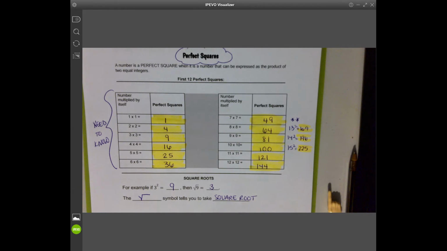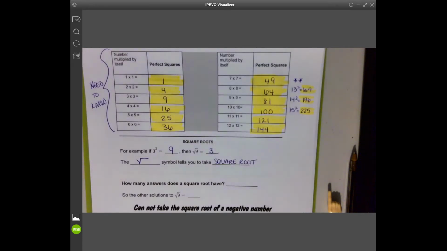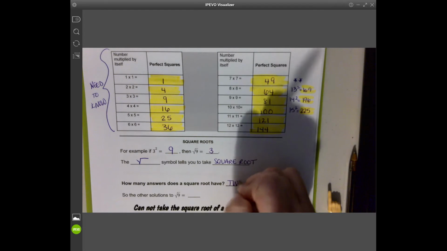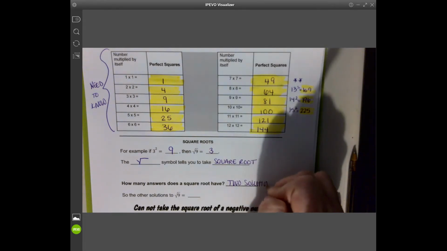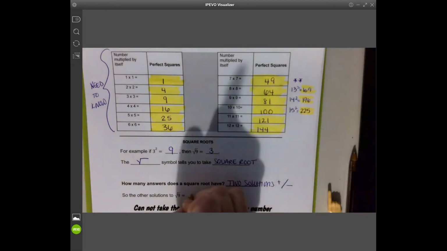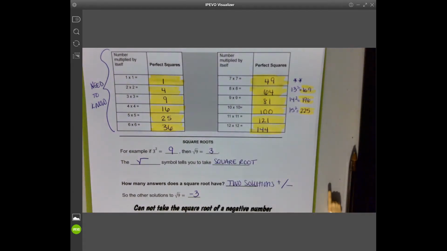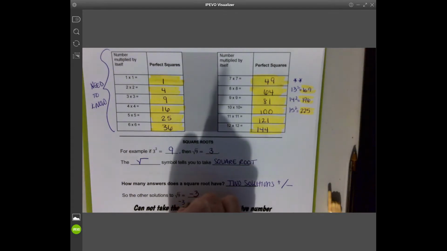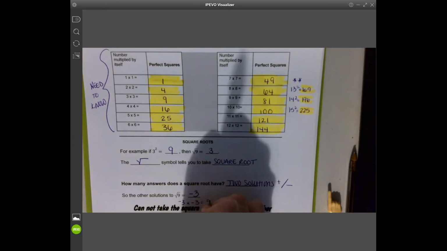Now when we have a square root, we actually get 2 solutions: a positive and a negative solution. So here, when we have the square root of 9, one of the answers was 3. What other answer could it possibly have? Remember, it's thinking about what number times itself would give me positive 9. And the answer to that is negative 3, because negative 3 times negative 3 is positive 9.